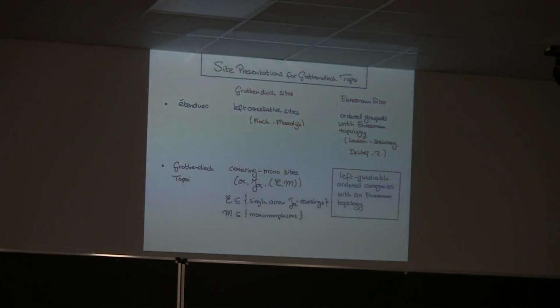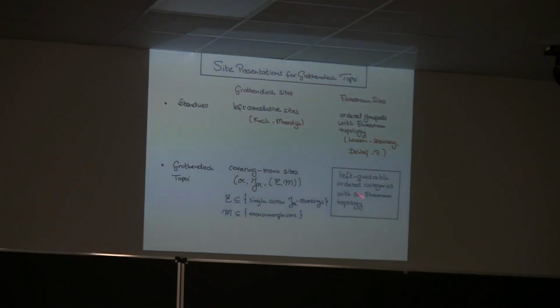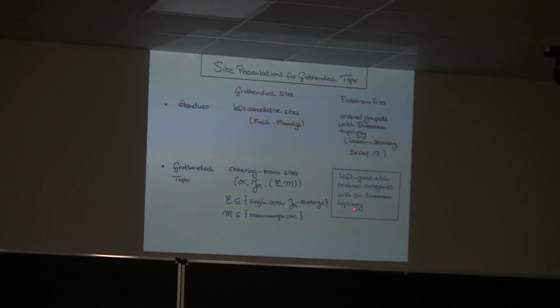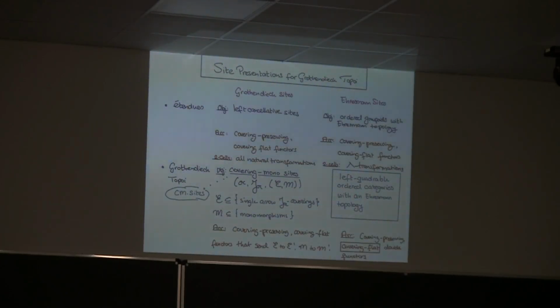And so as Julia told us, if we work with left parallel ordered categories with an Ehresmann topology, then we can get all the Grothendieck topoi, and I want to tell you what we need to do for the arrows. Interesting. This one bit, yes.